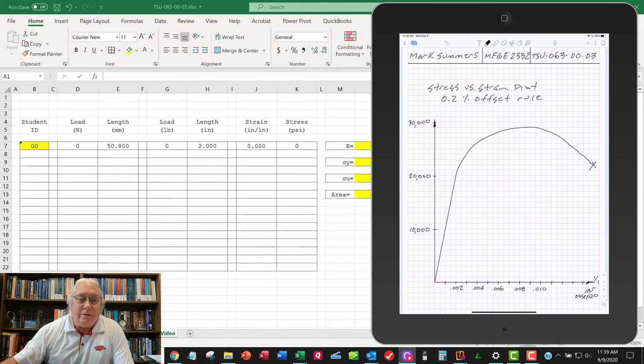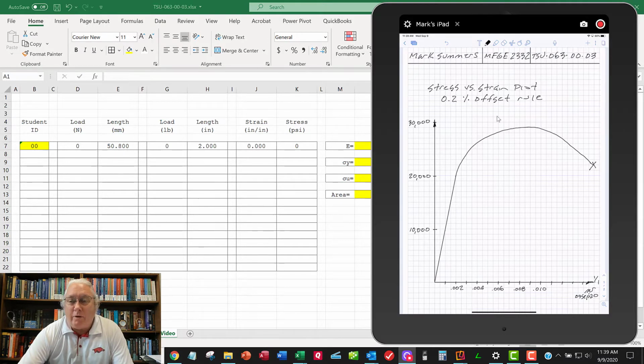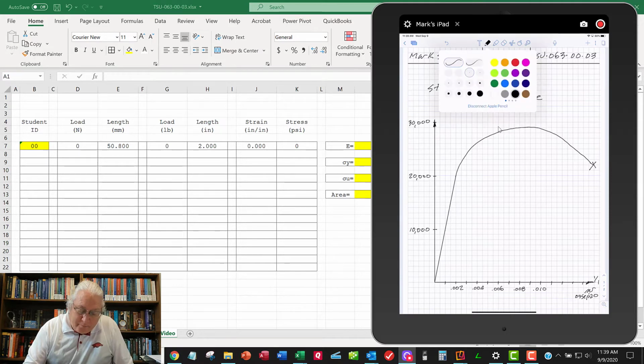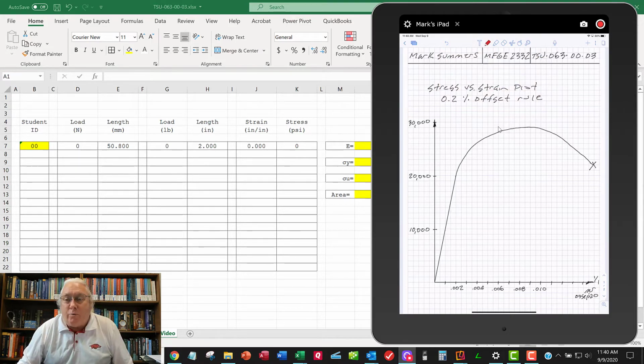So let's get started. So here's the spreadsheet that you'll be using to do our tensile test data input and calculations. But I want to move over to this stress strain plot over here and review what we talked about in class the other day. And so let's identify some of our important parameters we're going to pull from this chart.